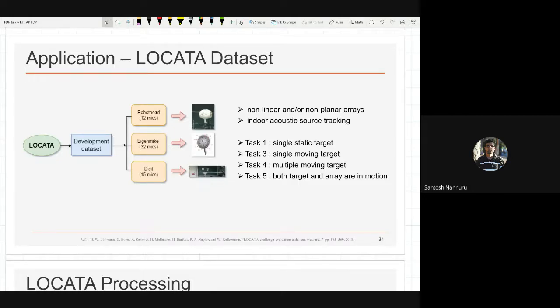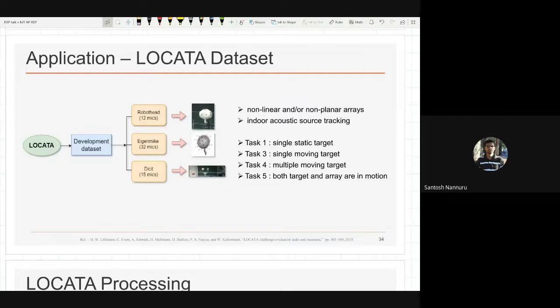So you have a single speaker, moving, speaking. Basically, they give you acoustic recordings, microphone recordings, and they also give you the ground truth of the actual source location, right? So it's a data set which is useful for comparing and benchmarking.